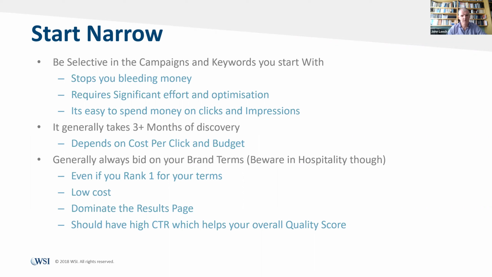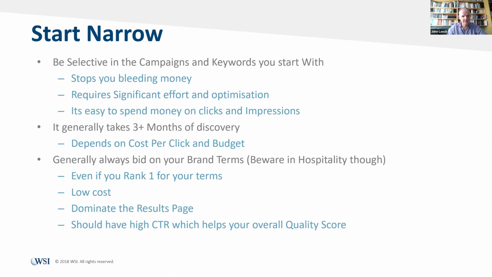It generally takes 3 months or more of discovery, and that depends on how much budget you put into it and on the cost per click, because it's not so much the time. You need to put in enough budget to get enough clicks in about a 3-month period to actually make a decision. If you only spend enough to have enough data after 12 months, there are so many variables and things that can happen in that time that it makes decisions really, really difficult.